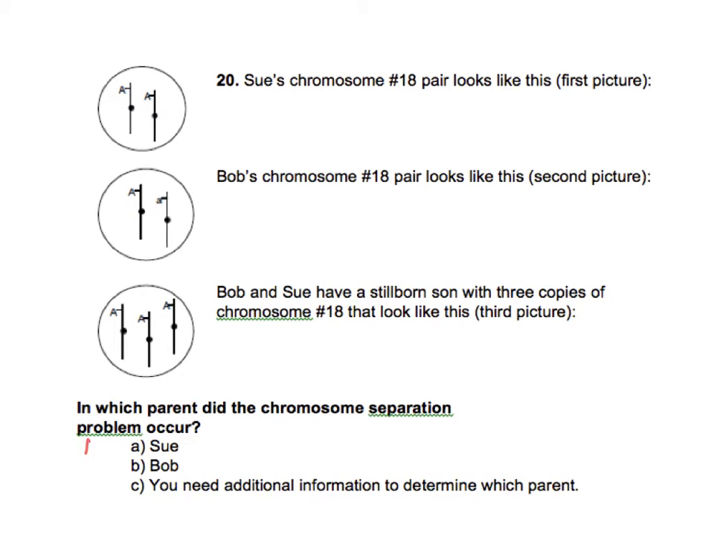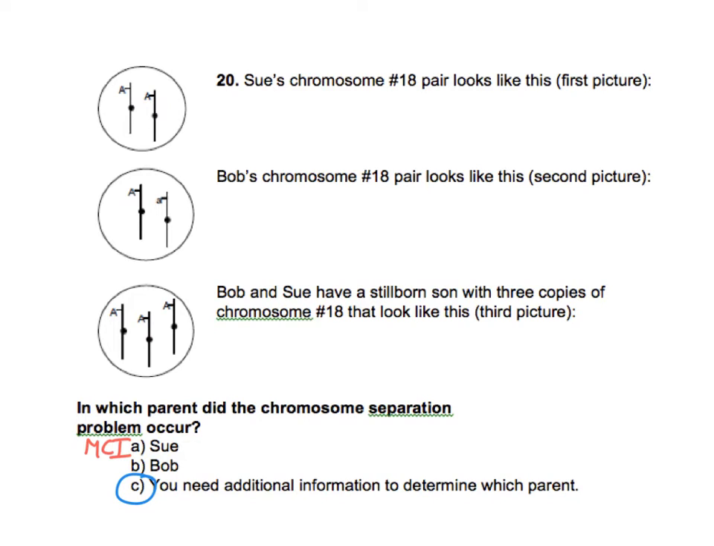But so the most commonly chosen incorrect answer was Sue. Although there were almost as many people that said Bob, and almost nobody said C. You can't tell from these genotypes whose gamete it was that's at fault for creating a stillborn son that has this genotype. Triploid, trisomy for one chromosome.